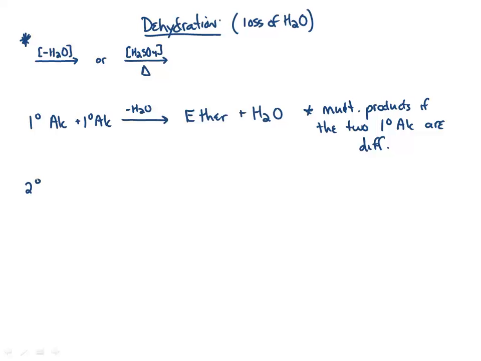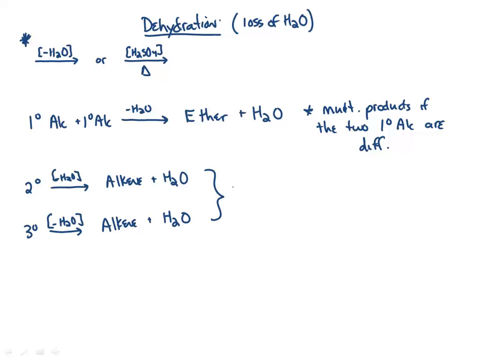What we're going to see is that secondary alcohols get dehydrated to form alkenes plus H2O, and then tertiary alcohols are dehydrated to form alkenes plus H2O. So in this case, they behave the same, so you kind of get a break.